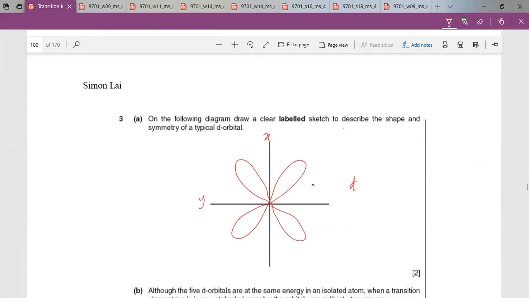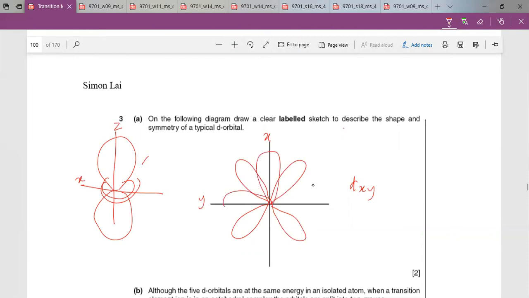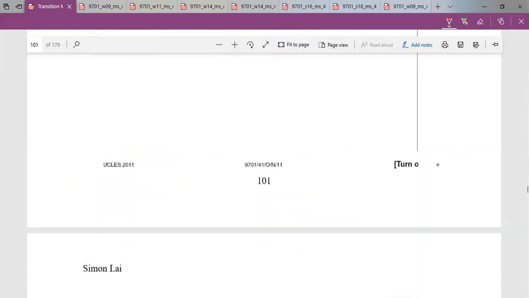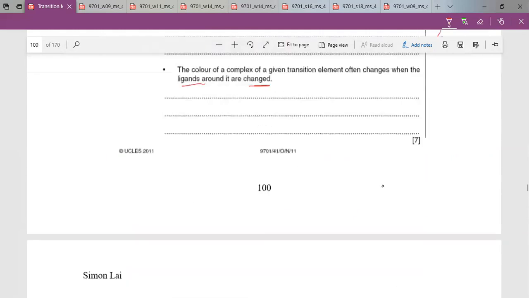Say this is your dxy, or you can write any one here. Your dz squared, label Z here, and here is your X. Or you can put here your dx squared minus y squared. So just a typical one.